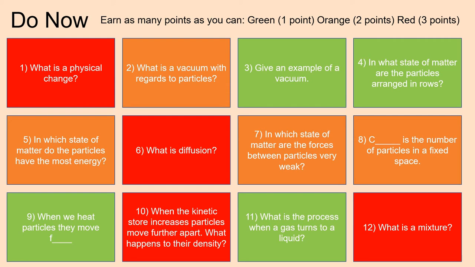Hello Year 8. For today's Do Now task, please set a timer on your phone or any other device you may be using for 5 minutes and try and earn as many points as you can in those 5 minutes. Each red question is worth 3 points, each orange question is worth 2 points, and each green question is worth 1 point. You can choose whichever questions you want. Just give yourself 5 minutes and see how many points you can earn. Pause the video, start your timer, and let's see how many points you can get.